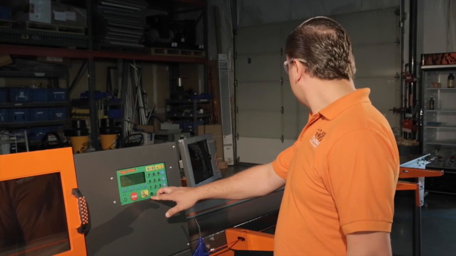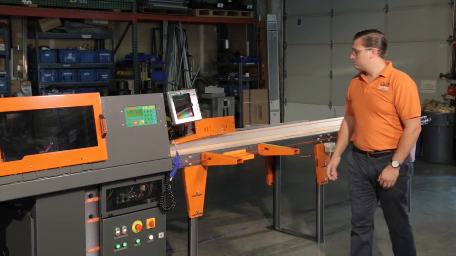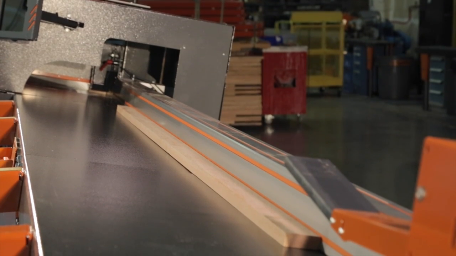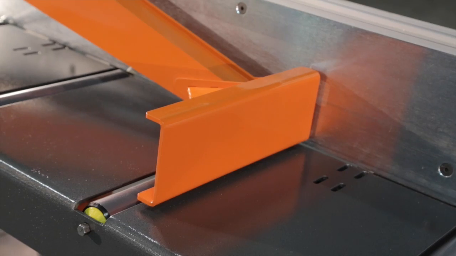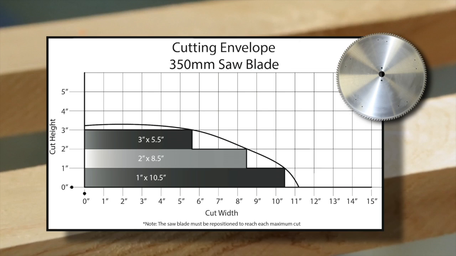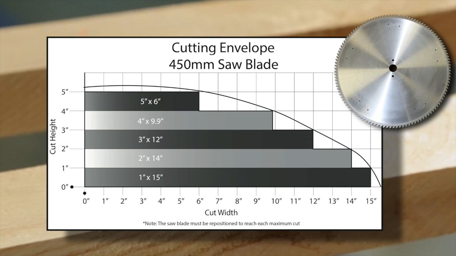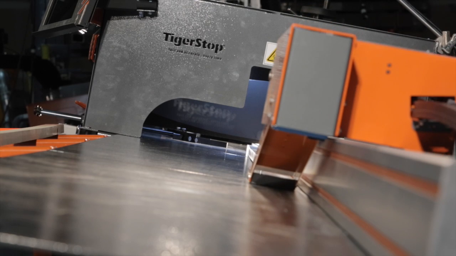Every TigerSaw 1000 is custom built to fit your needs. Configure your machine with the right pusher for your material, from the TigerStop for standard material to the HeavyDuty 2 that can handle bundles up to 2,100 pounds. The TigerSaw 1000 comes with an adjustable cutting envelope so you can set the system for the material you cut, whether bundle or single piece.